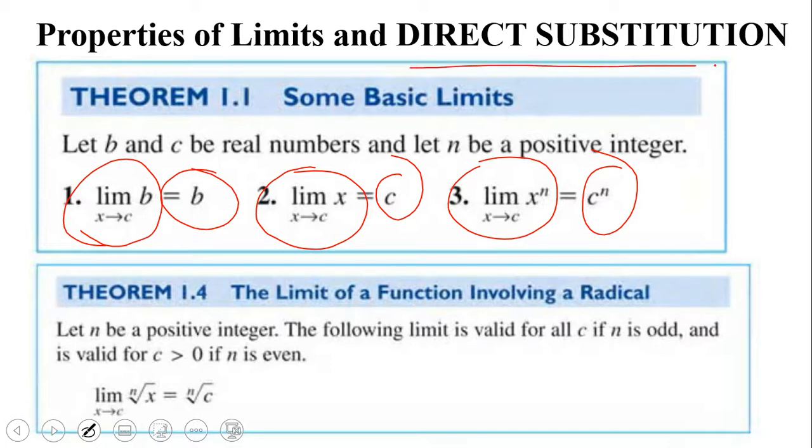Basically, direct substitution means try to plug it in. When it comes to a radical, try to just plug it in as long as what you're doing is defined. So for example, you can take the square root of a positive. You can't take the square root of a negative.